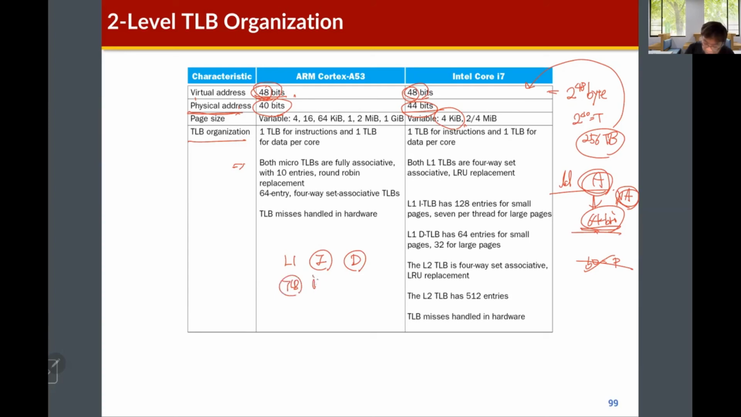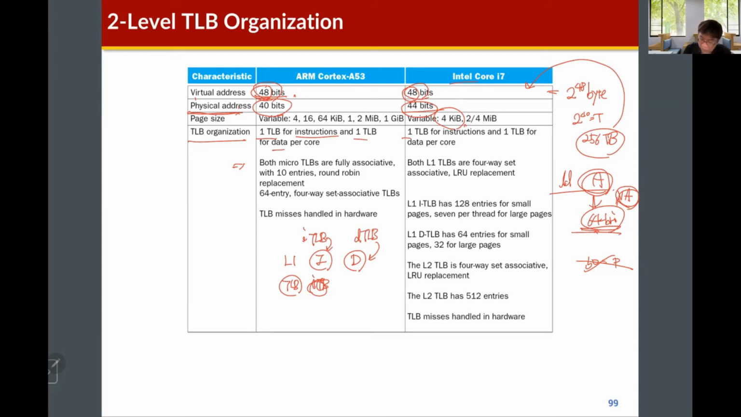One TLB is assigned for the instruction cache, so this TLB is called the ITLB. And another TLB is assigned to the data cache, and this TLB is called the DTLB. If you see this, you can find that there is one TLB for instruction and one TLB for data. It's the same for the Intel Core i7.